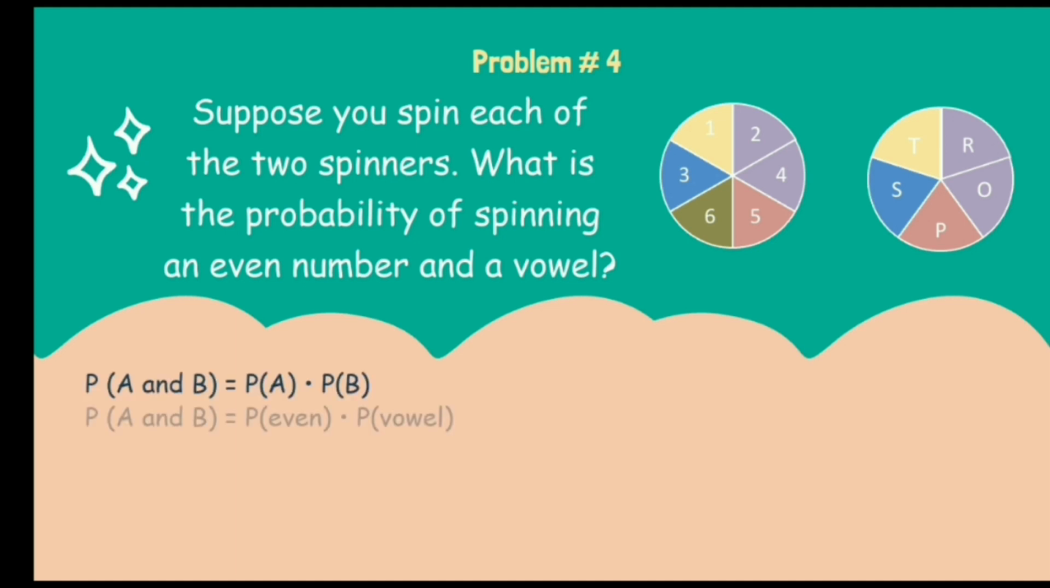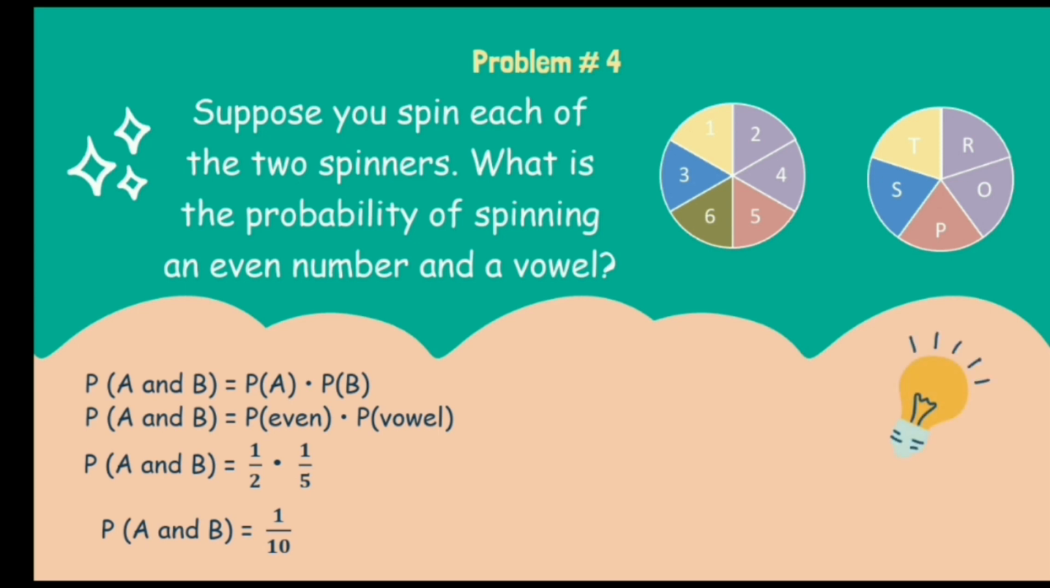The probability of getting an even number on the first wheel is 3 over 6, or 1/2, since there are 3 even numbers on the wheel of 6 numbers. Next, the probability of getting a vowel letter in the second wheel is 1 over 5, because that is the only vowel in the wheel, which is the letter O. To solve this, we will just multiply the given. 1 times 1 is 1, and 2 times 5 is 10. The final answer is 1 over 10. Therefore, the probability of getting an even number and a vowel is 1 over 10.